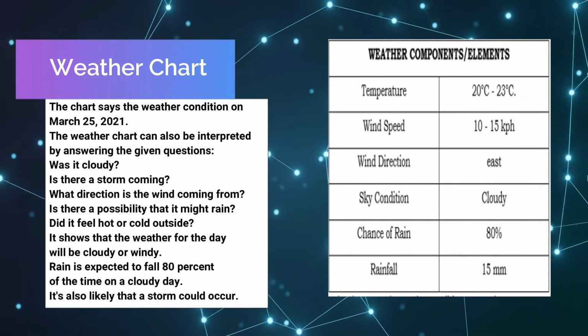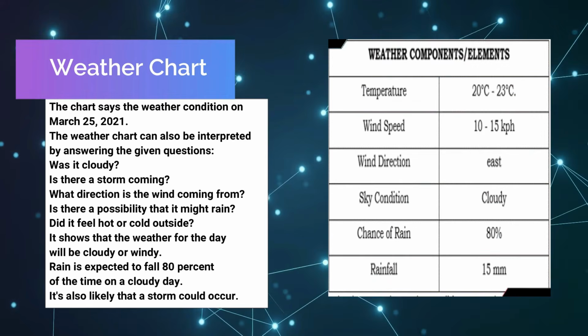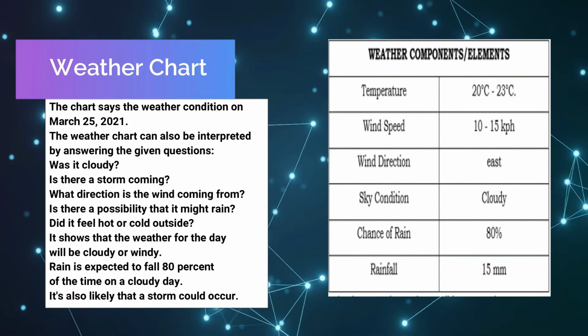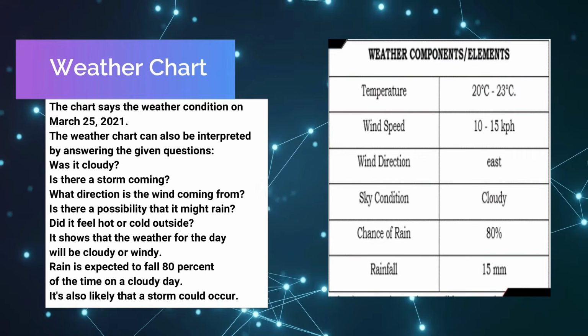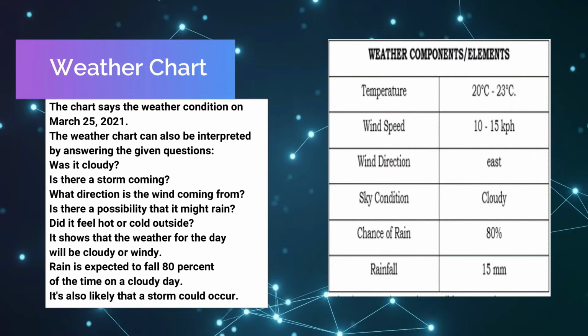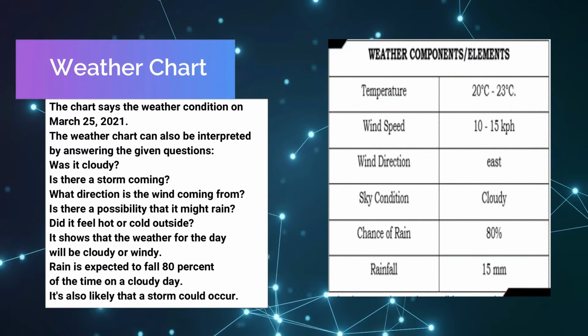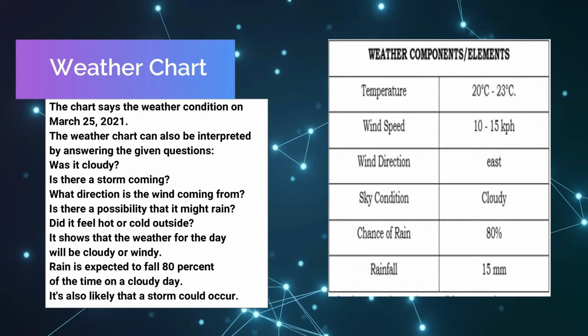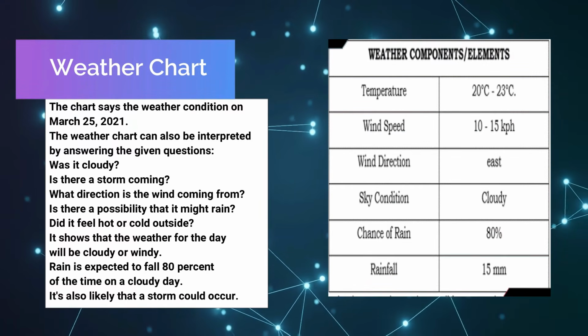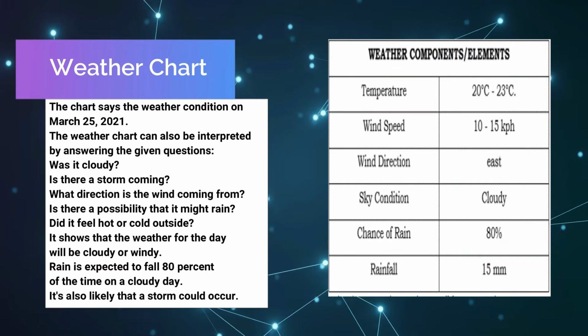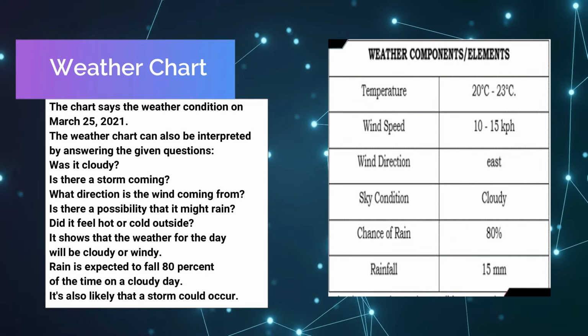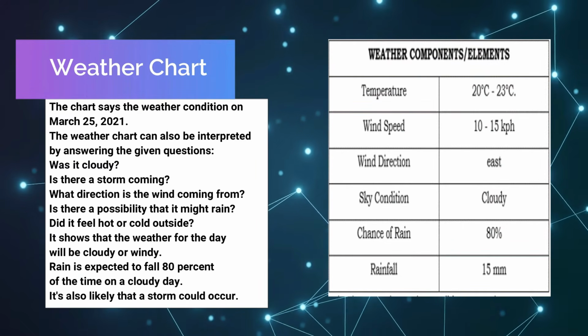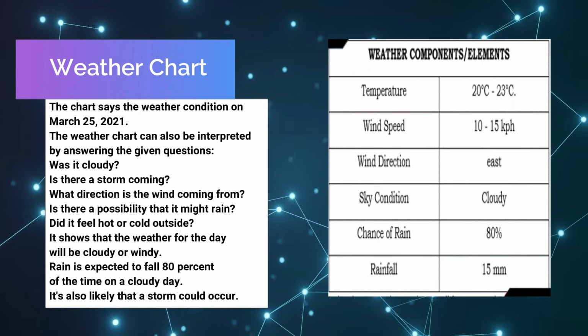The weather chart can also be interpreted by answering the given questions. Was it cloudy? Is there a storm coming? What direction is the wind coming from? Is there a possibility that it might rain? Did it feel hot or cold outside?